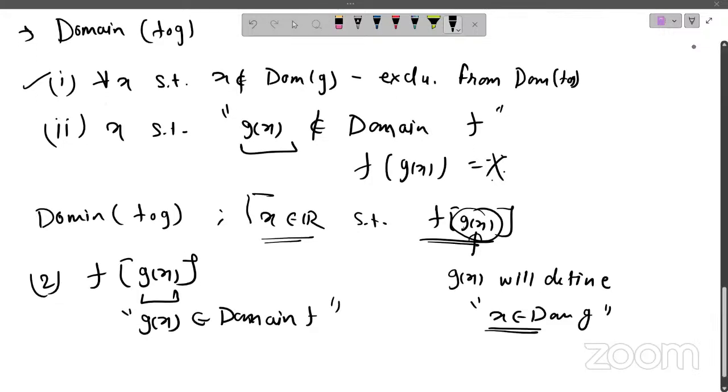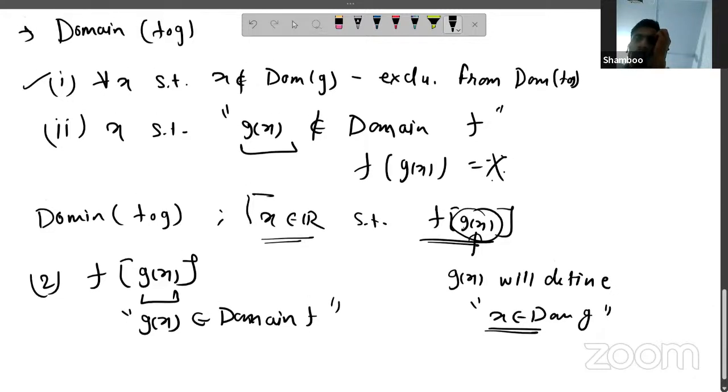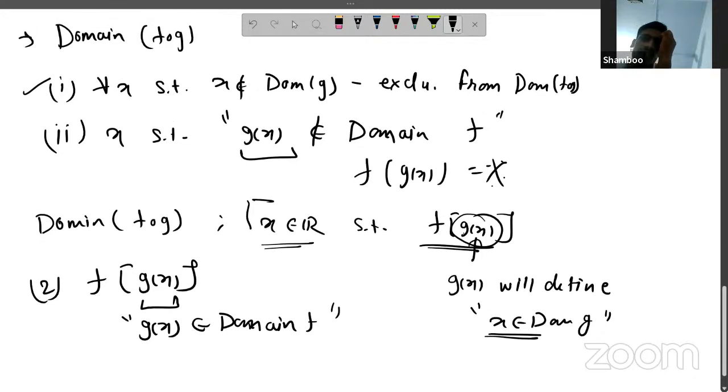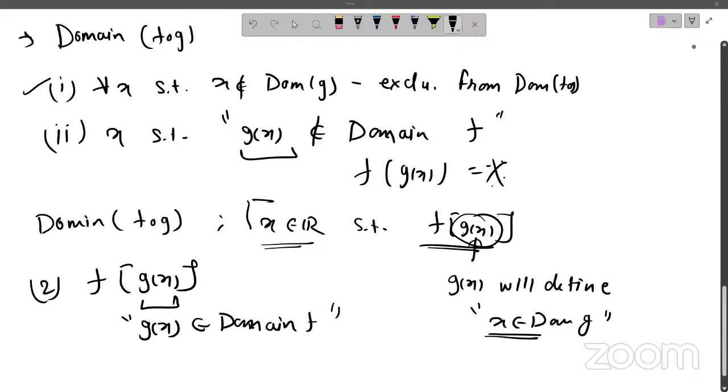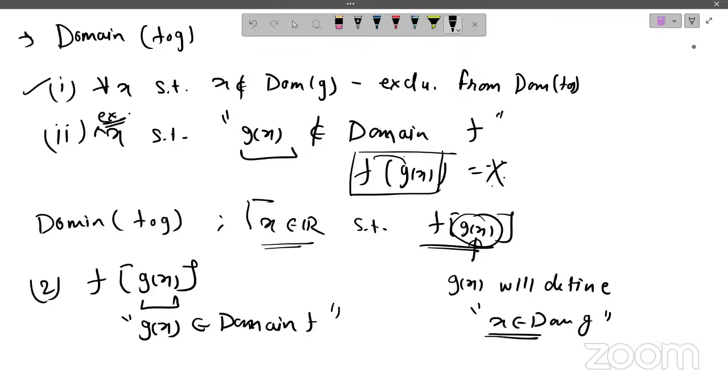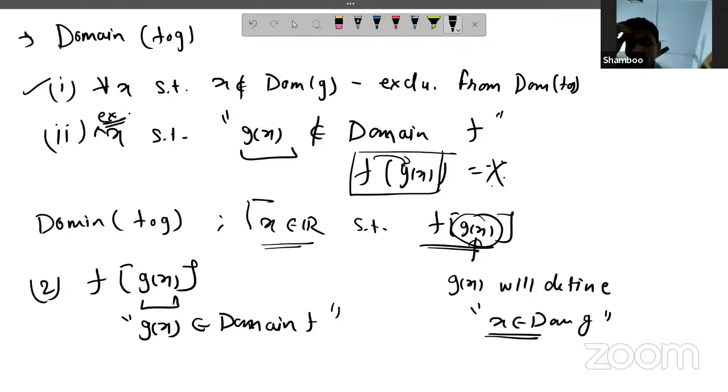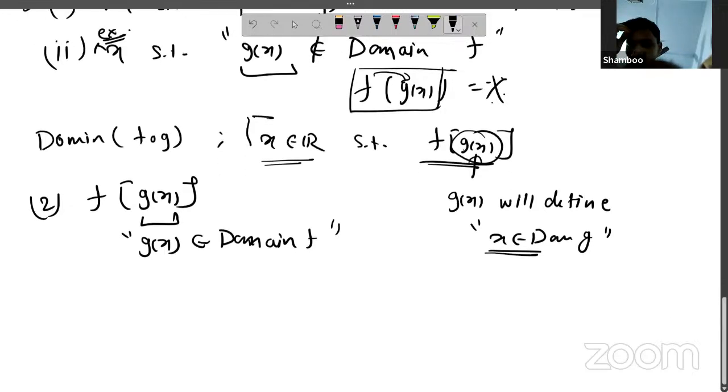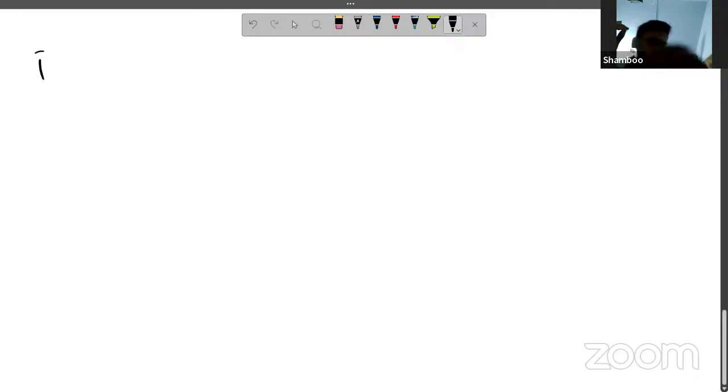Ma'am, what is the meaning of g of x should not belong to the domain of f? In the second point, I am saying that we should exclude all those x for which g of x does not belong to the domain of f, because then f of g of x is not defined, because we cannot define f of something which is not in the domain, right? This is clear? So f of g of x is different from f.